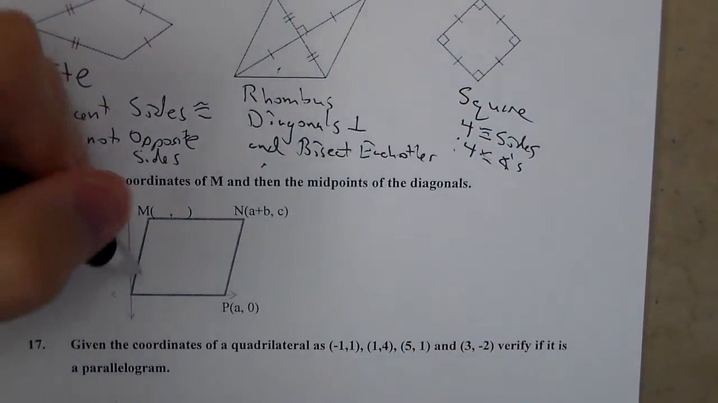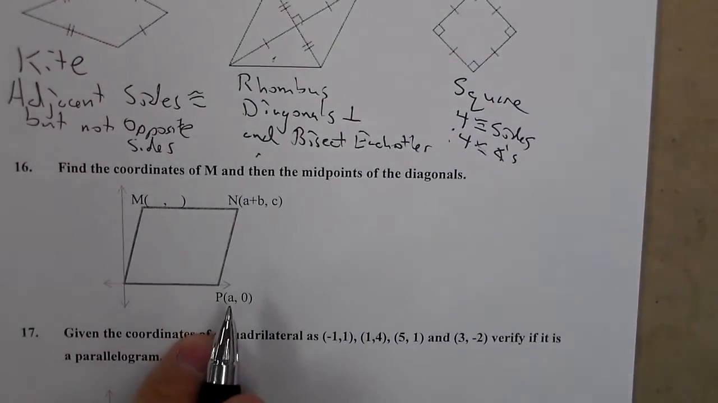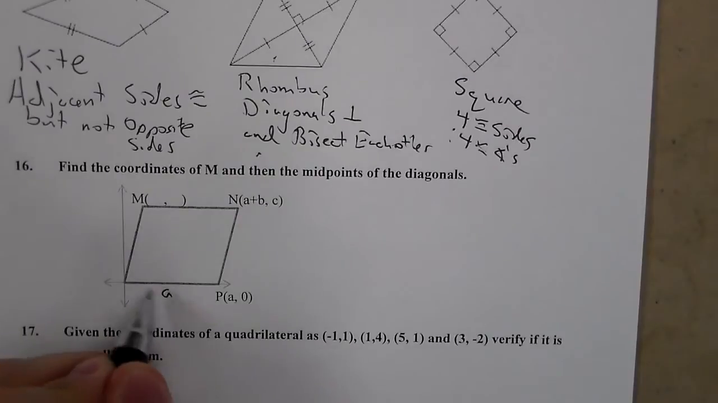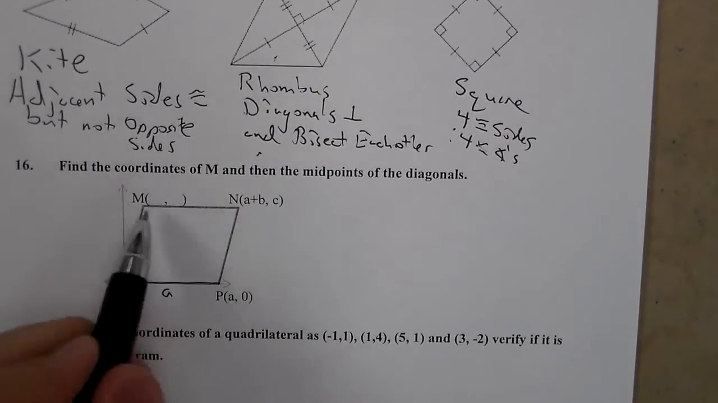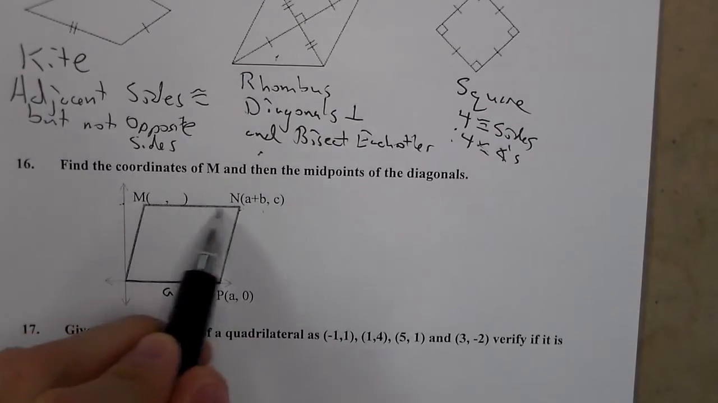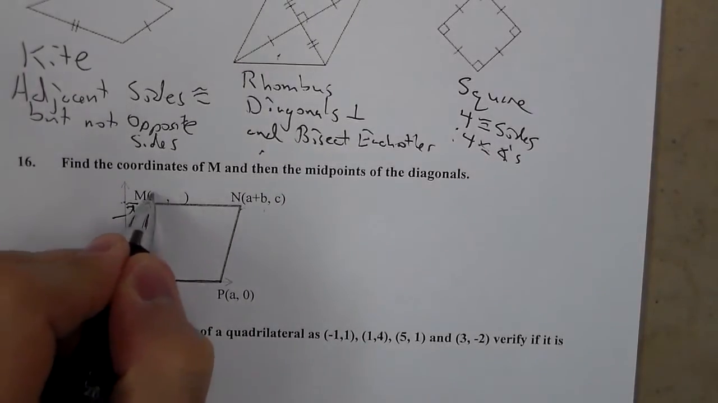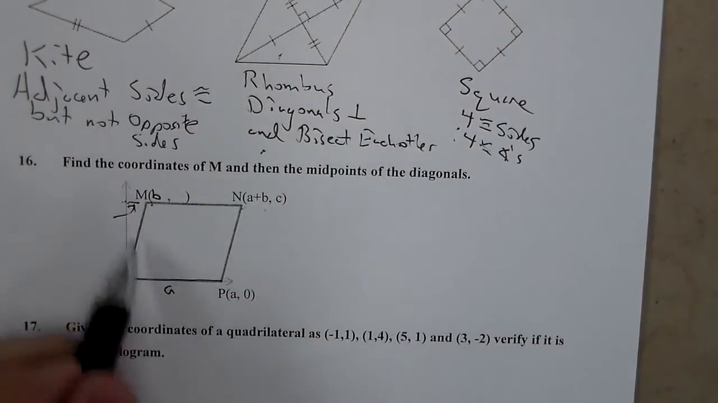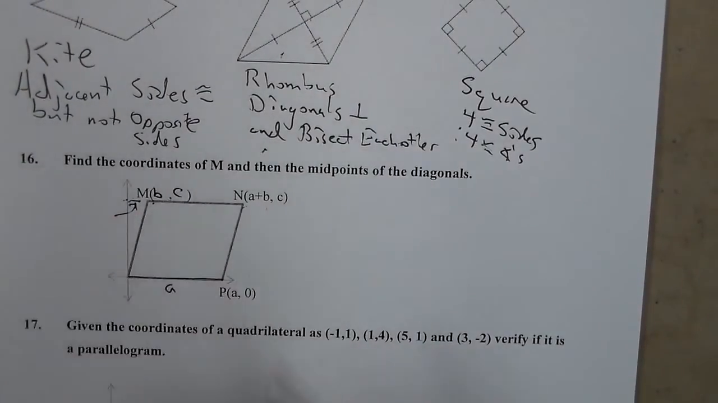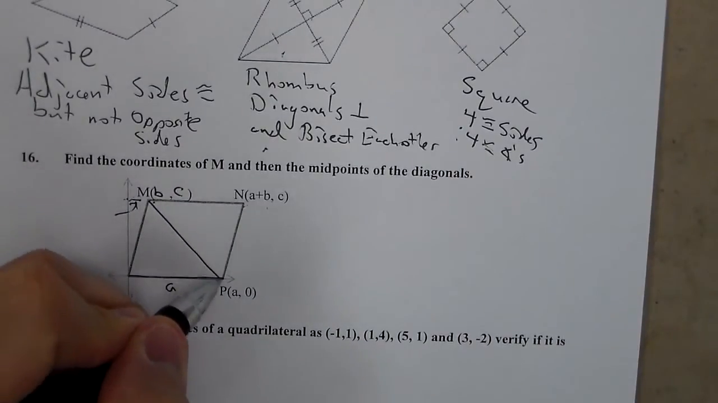For 16, I have some points here. I need to find point M. Now if I notice in my parallelogram, it goes A units over. So up here to get to N, it went A plus B to get the whole distance. Well, this distance here is still A, so in fact this little part right here is going to be B. How much I went up is the same, that is C. So now I want to find the midpoints of the diagonals.